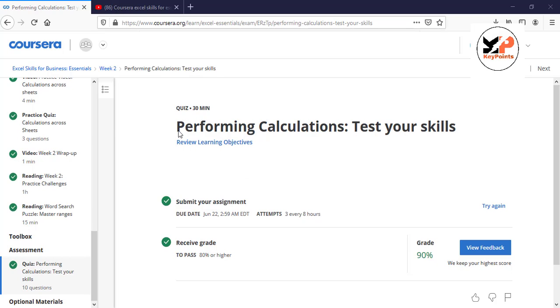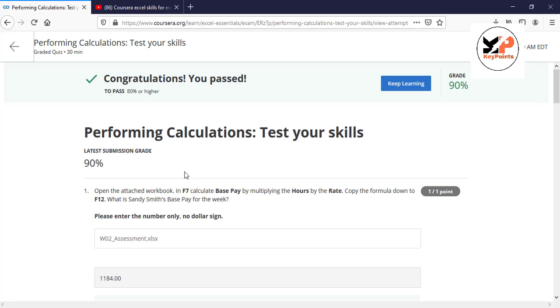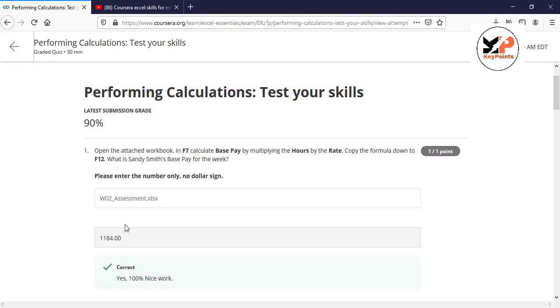Today I am going to show you the week 2 assignment answers. So these are the questions: performing calculations, test skills, and feedback. I have gained 90% of these quizzes.